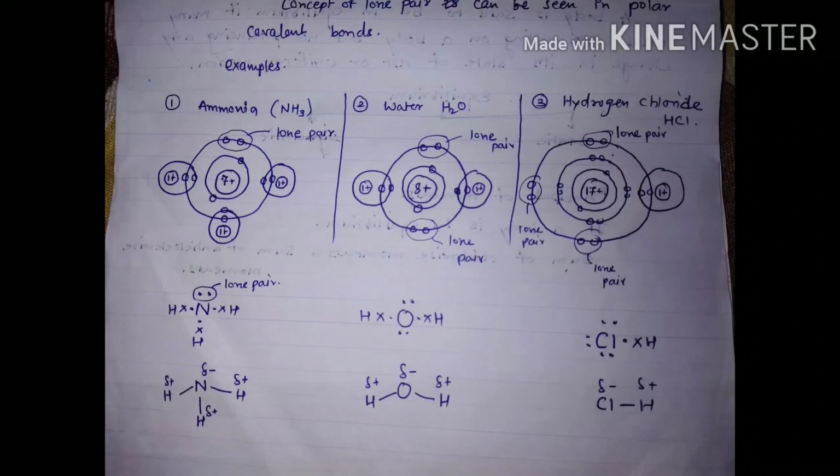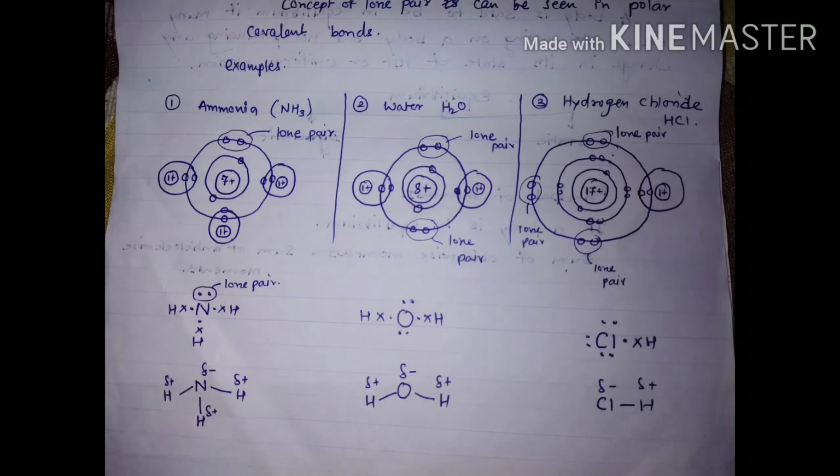And similarly in hydrogen chloride, HCl, we can see that out of 7 outermost electrons of chlorine, 3 pairs of electrons are unshared. So chlorine has 6 unshared electrons, that is 3 lone pairs of electrons.